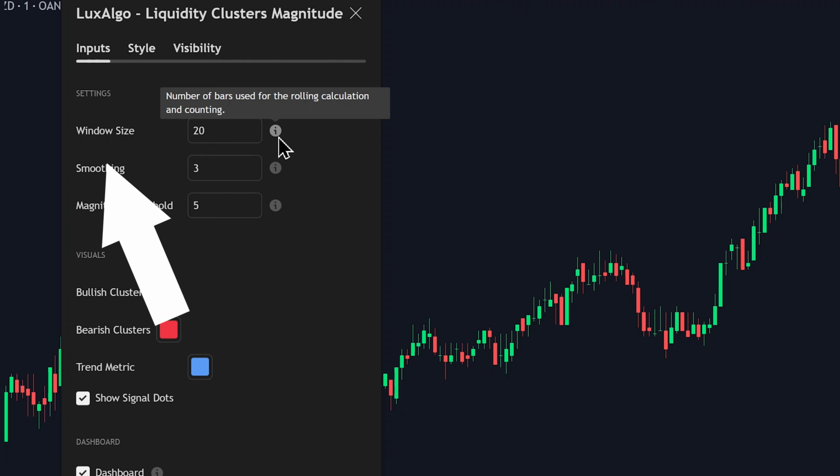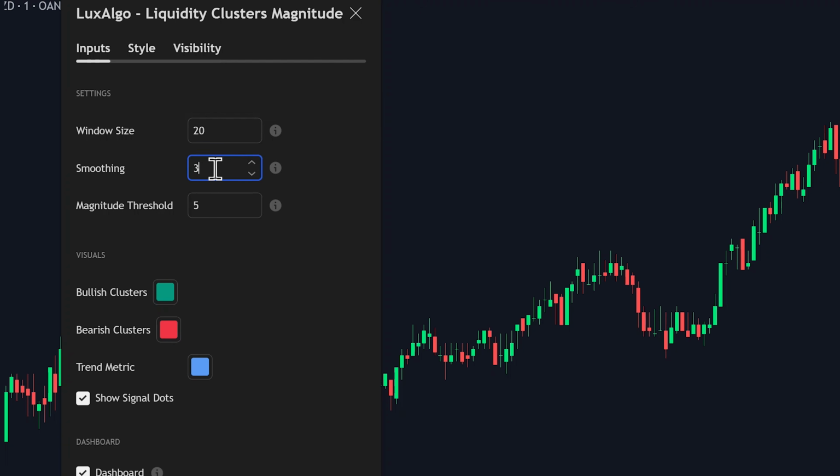Next is smoothing. This changes how responsive the magnitude lines are. Lower smoothing reacts faster, but it can be noisier. Higher smoothing slows things down, but it gives you cleaner signals. Then you have magnitude threshold, which decides what counts as a significant liquidity event and when the signal dots should appear. Raise it if you want stronger spikes, lower it if you want more frequent alerts.